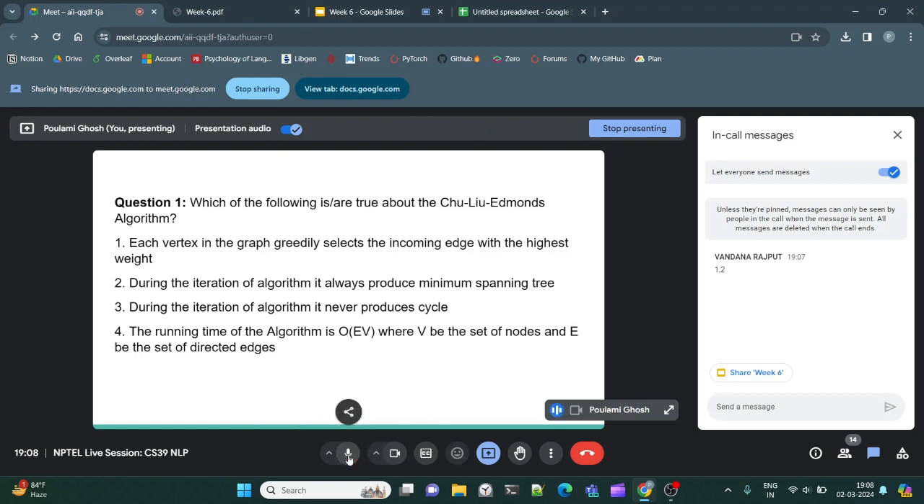I think we can start with discussing the solution. Vandana has said that the answer is 1 and 2. Vandana, would you like to say how you came to the solution? Any of your thoughts?